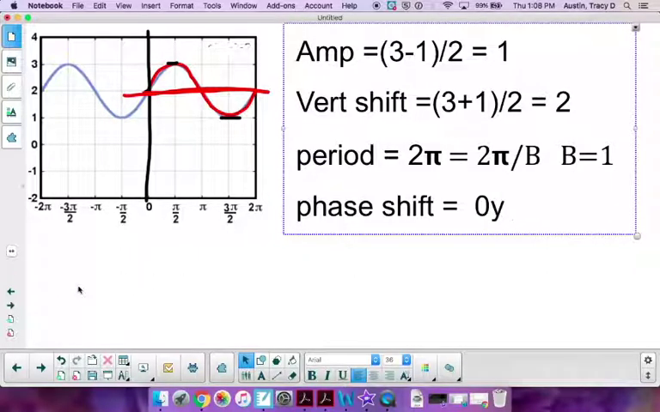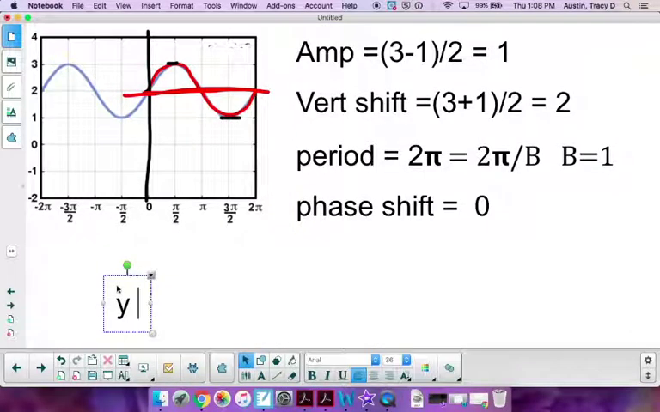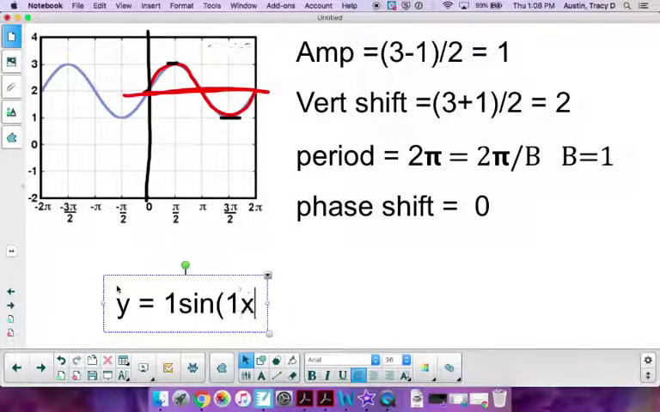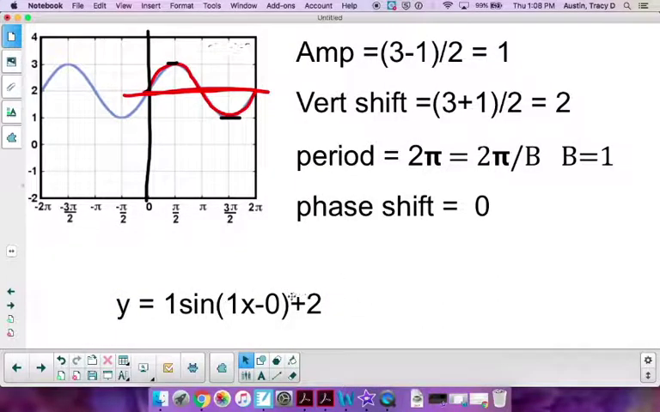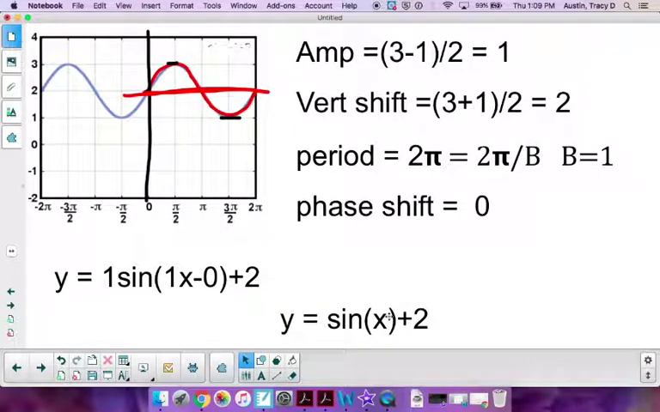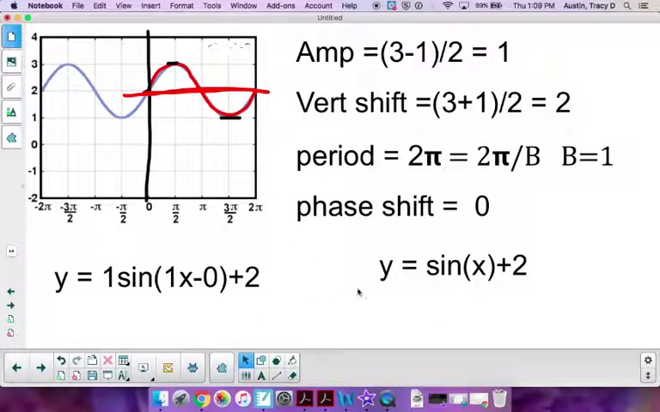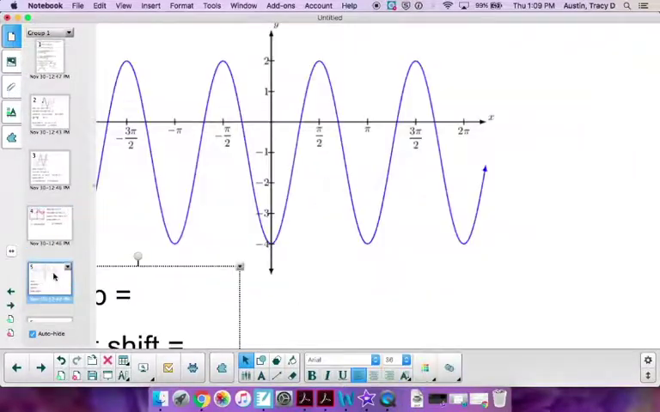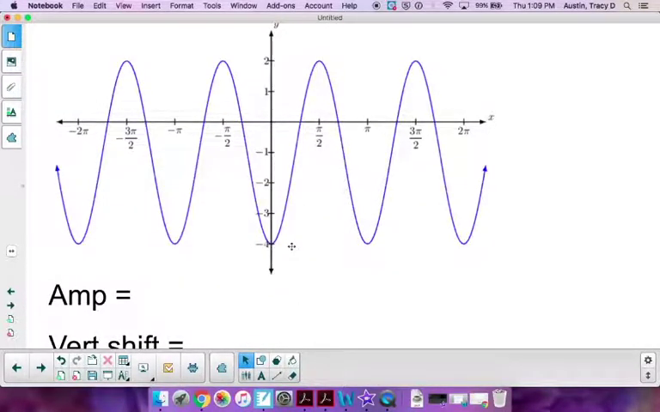All right, so writing it, y equals 1 sine, b is 1, 1x, minus 0 plus 2. Simplify that all the way down. y equals sine x plus 2. So it's been vertically shifted from the regular sine function. Okay. Next one.